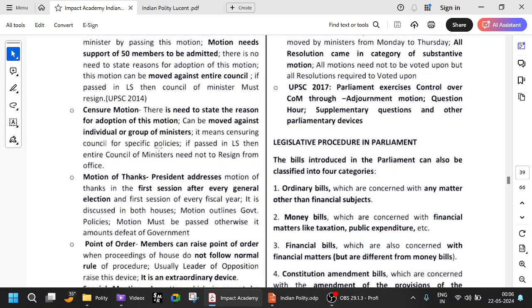Censure is only regarding one policy. For example, if the opposition does not accept one specific policy, say farm laws or anything, then they can go for a censure motion for that particular policy. So in that case, the whole Council of Ministers need not resign.